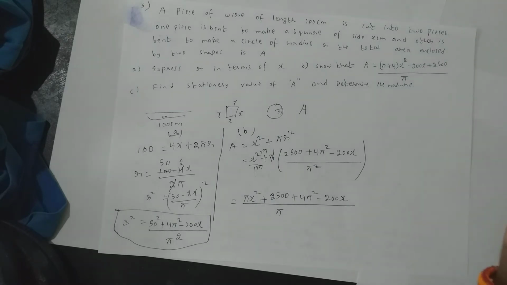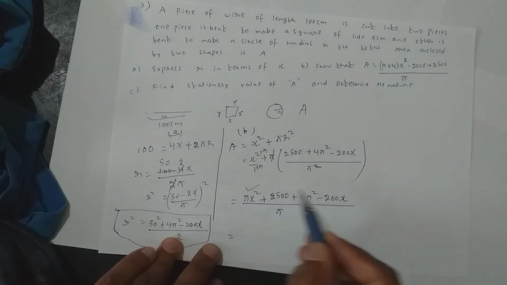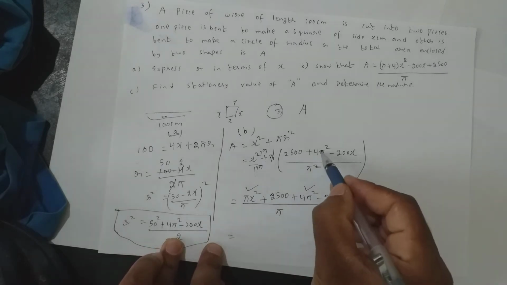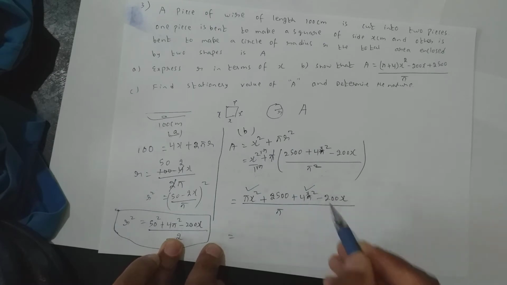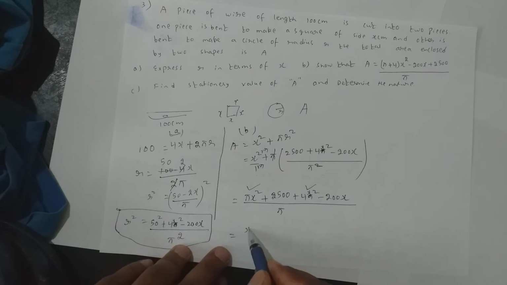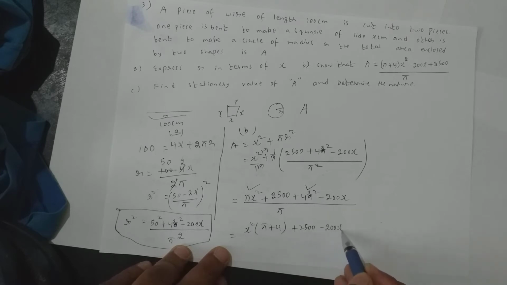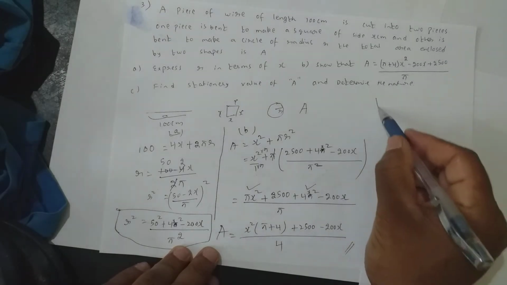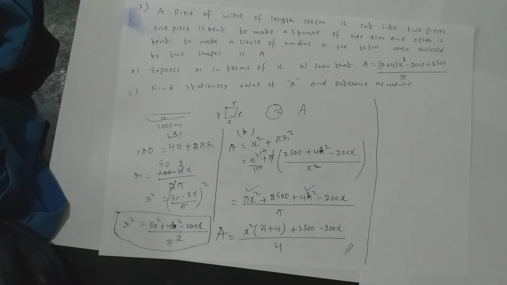He took x square common, so I also take x square common from these two. It is 4x square, it's not pi square, 4x square. So I take x square common, and it becomes (pi plus 4) x square plus 2500 minus 200x, all over 4 pi, is my A. I got what he wanted me to show. Are we clear so far?